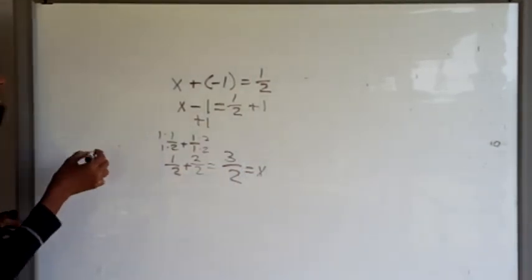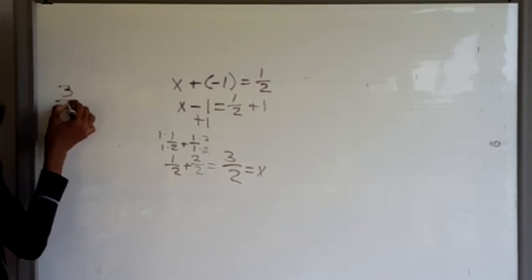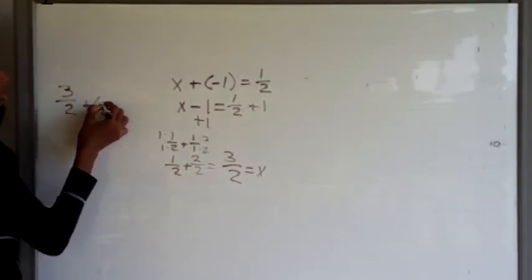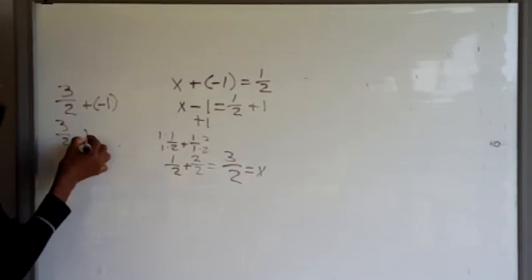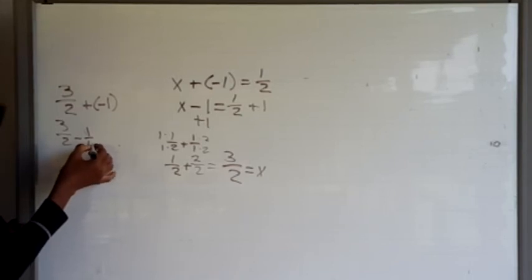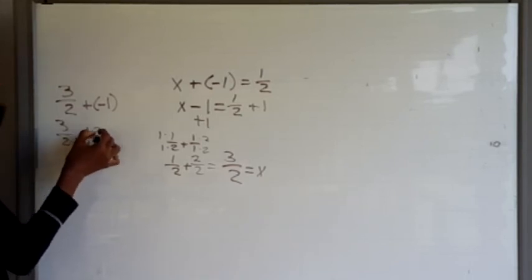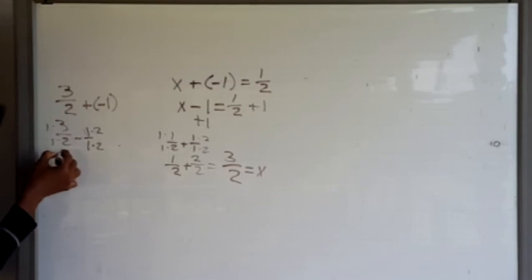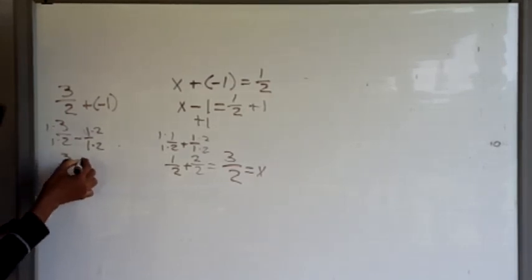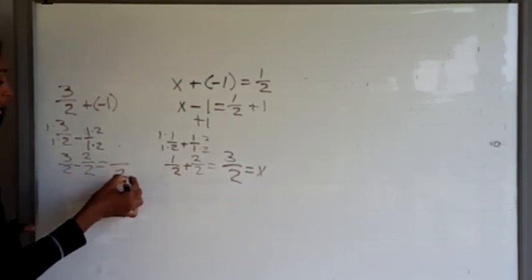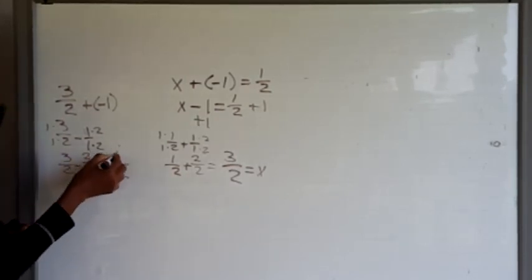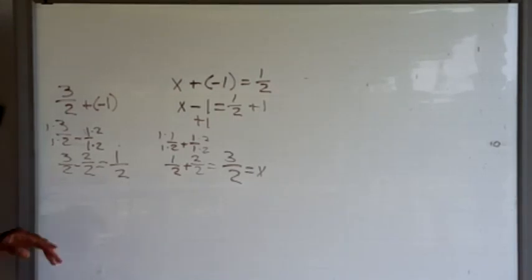If we plug that in, we have 3 over 2 plus negative 1. So 3 over 2 minus 1, so 1 over 1. Again, find the least common denominator, which is 2. So that gives us 3 over 2 minus 2 over 2. Bring over our denominator. 3 minus 2 is 1. So we got our 1/2. So that x equals 3 over 2 is correct.